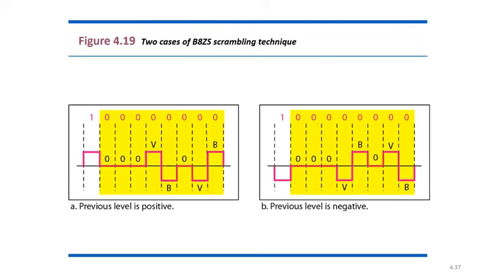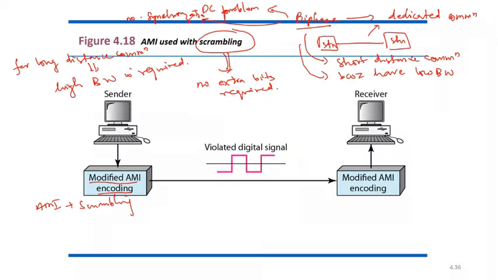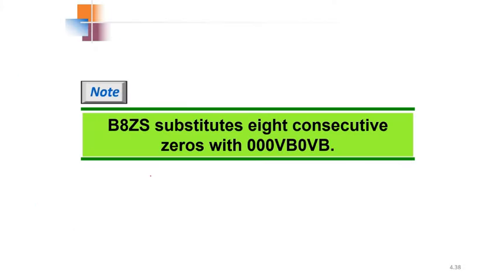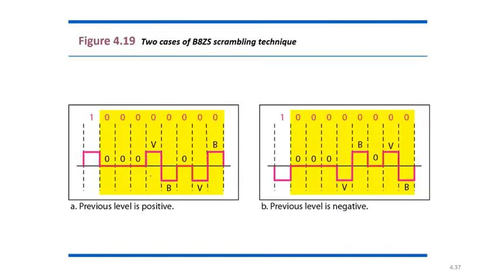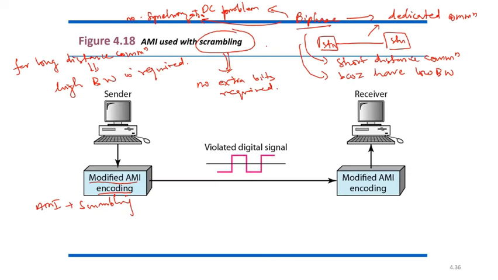So there are two different techniques, and we will just have a theoretical concept. We will see the scrambling here. Two different techniques are there in scrambling. One is called B8ZS and another one is called HDB3. So what is its meaning? We will just see. Here it is, B means bipolar, bipolar with 8-zero substitution.